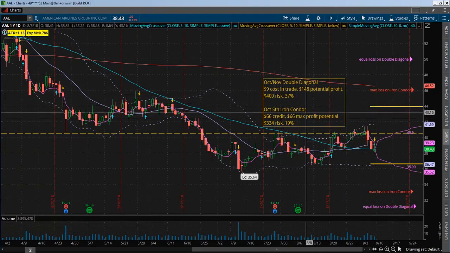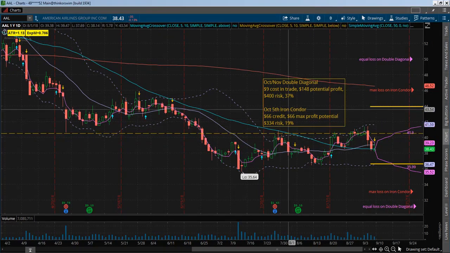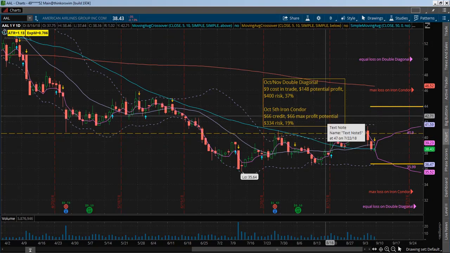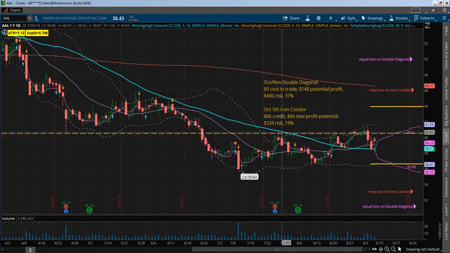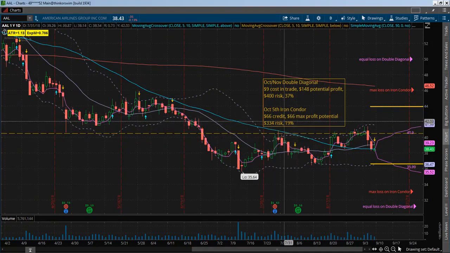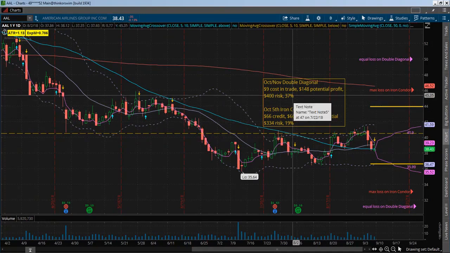Then on the Iron Condor, if you were just doing October 5th expirations on both, you got the 66 credit. That means you take in $66. If it closes right in here, you keep the 66. That's your most that you're going to make on that. You know what the maximum amount you're going to make on that is. Now, that's on $334 worth of risk. That's only 19% return. So look at the difference there. Your percent return on your risk is almost double.